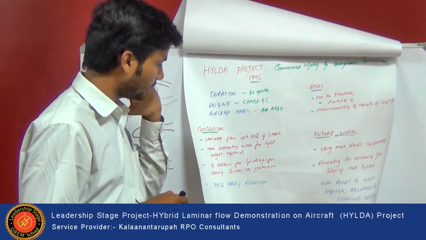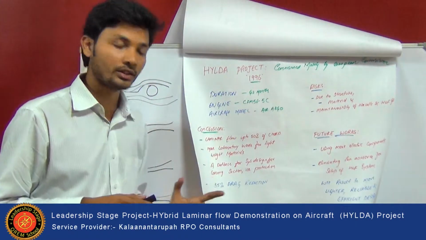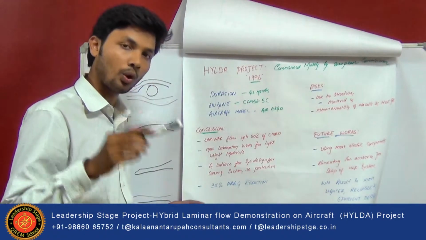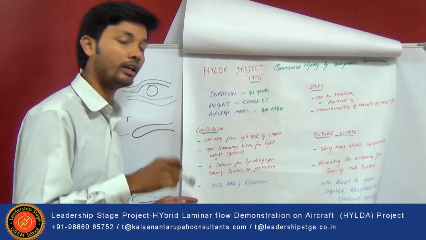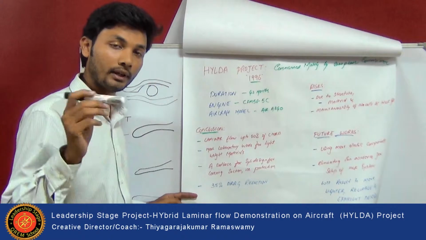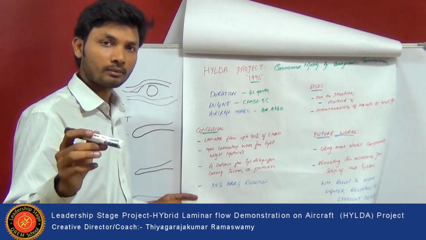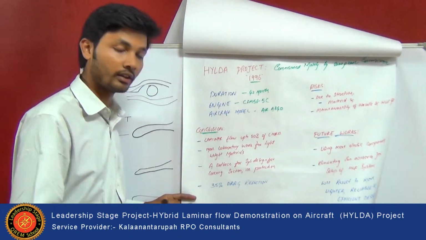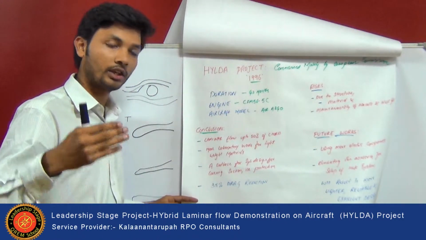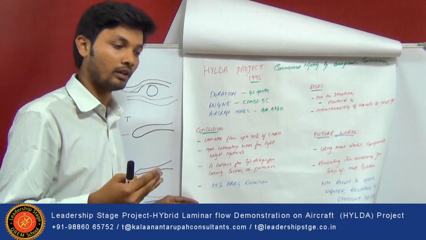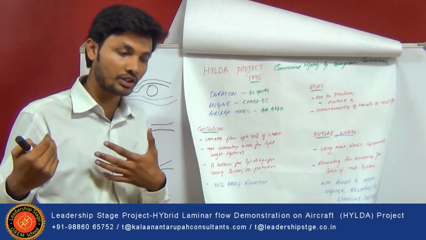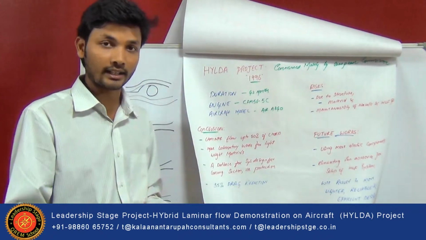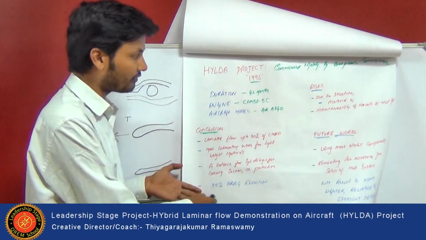The whole thing they achieved is that they were able to reduce the whole drag of the aeroplane by 35% because of this hybrid laminar flow nozzle design. So this is a very huge thing. A 35% drag reduction is nothing but a huge drop in the fuel consumption of the aeroplane. The thrust you get from the engine can be used more if the drag is less. So that is what they finally achieved.